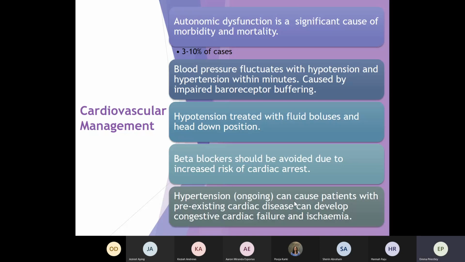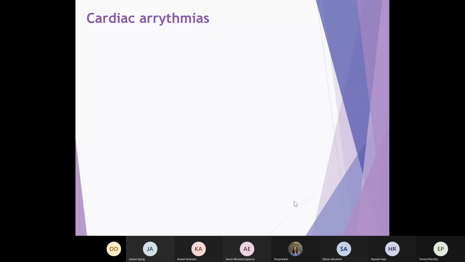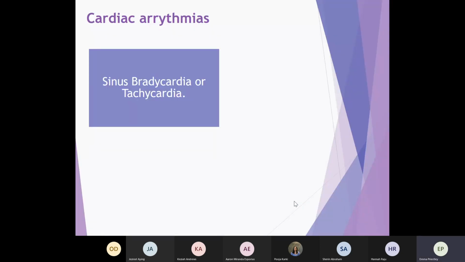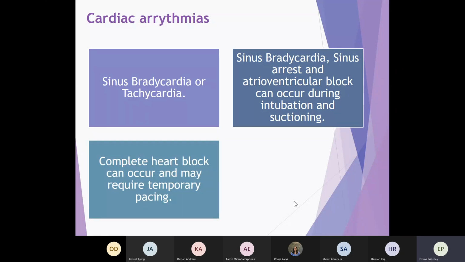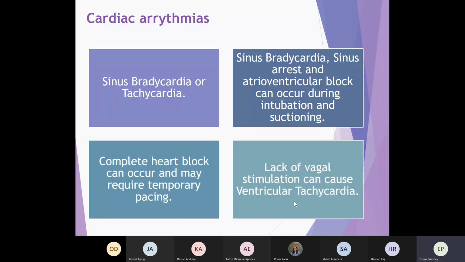And they may also require a pacemaker if they're developing arrhythmias. So sinus bradycardia and tachycardia, yes, you can see either. Be careful when you are suctioning them because they might go more bradycardic, because if you're suctioning someone, you're also stimulating their vagus nerve. So that can affect their heart rate. And then heart block, they may require pacing, and yeah.